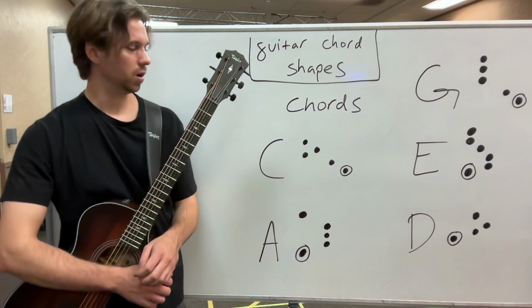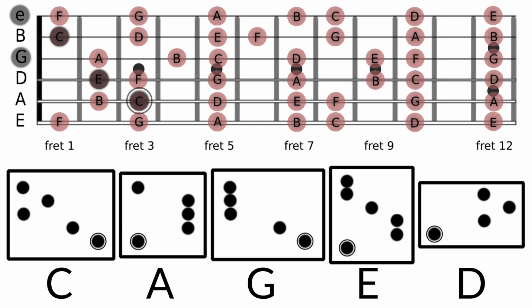Which string is it on? The C shape has a root note on the A string, as well as the A shape. Those both have root notes on the A string. The G and the E shapes have root notes on the E string, the lowest E string. And the D shape has a root note on the D string.